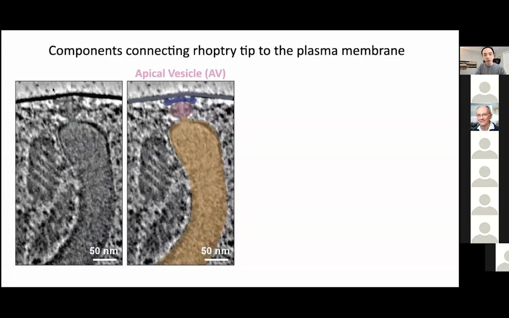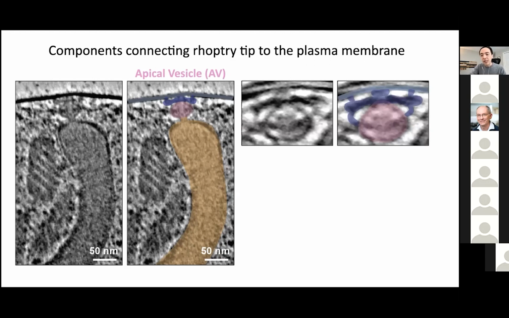So this is the real tomography slice through this rhoptry secretion system. This is the part of the rhoptry. You can see the membrane of the rhoptry. And this is a big membrane vesicle, named the apical vesicle, which actually has been observed by some other traditional EM early on, but hadn't been reported to have any association with rhoptries. And here we show this is actually at the tip of the rhoptry. And this is the proteinaceous density somehow docking the AV on the plasma membrane. In a closer view, we can see very extensive interactions between the protein density and the AV and also the plasma membrane.